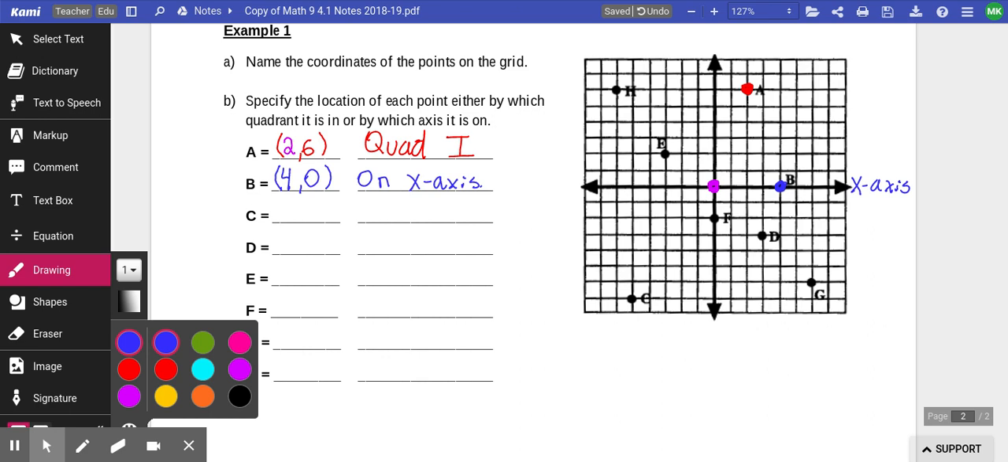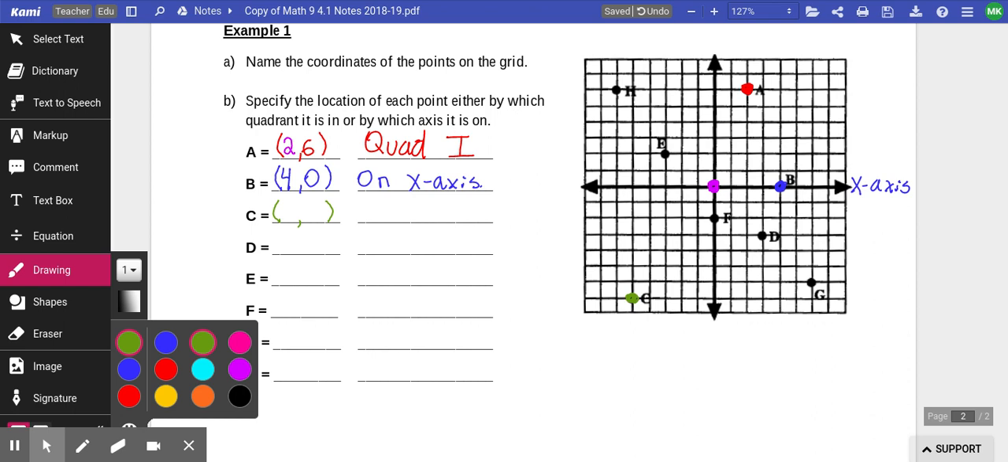Awesome. I'll do C with you, and then I'm going to let you try a few on your own. C is this one in the bottom left. I'm going to highlight it in green. We're going to call that one C. If I wanted to figure out the coordinates for C, the first thing I'm doing is how far to the left or right it has gone from the origin. The origin being this purple dot in the very center of your Cartesian plane.